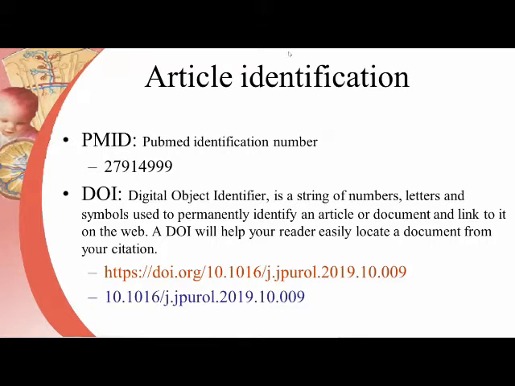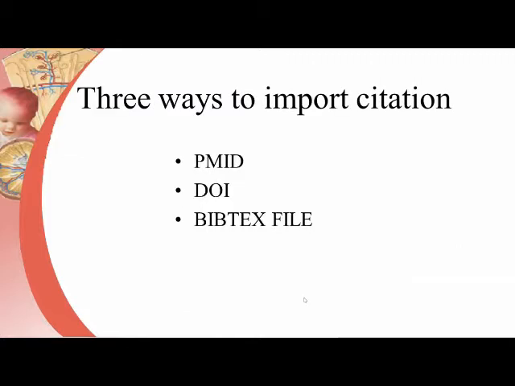Then the DOI is a relatively new one. This is a digital object identifier. It's a string of numbers, letters and symbols to permanently identify an article or document on the web. So this is how the DOI is written. And if you click on that link, it will take you to the article directly on the journal website. It won't give you the full text, but at least it will give you the links. And the part from 10 onwards is also enough. You don't have to type all these things. If you just copy and paste, you will be able to get them.